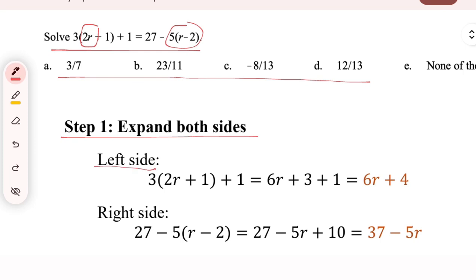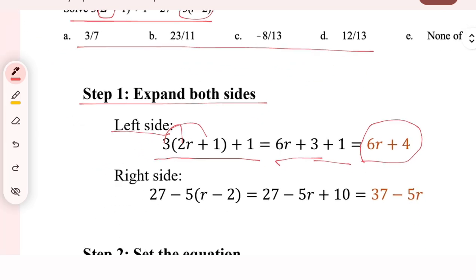So let's start with the left side. We need to expand the left side. So this is what is given for the left side. What we are doing now is we simply distribute 3 inside the parentheses. So it will become 6r plus 3 plus 1. And eventually, this is the final answer when we expand the left side. So it's 6r plus 4.